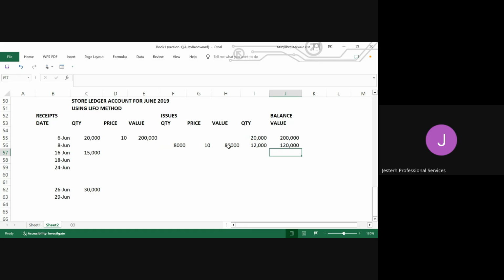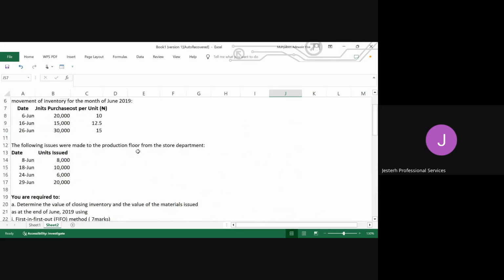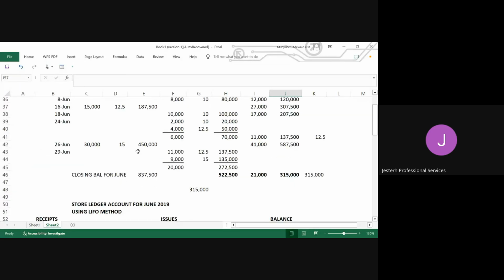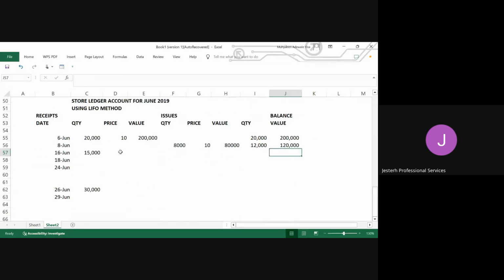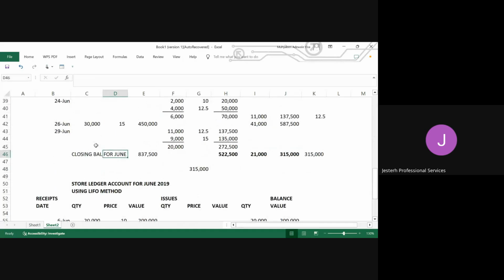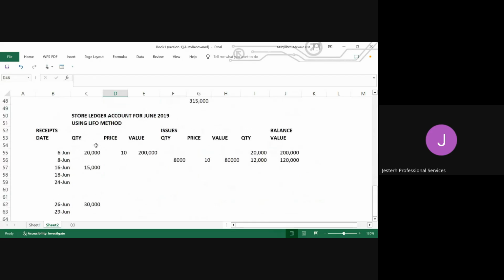at the total value of 120,000. Now let's go back to the question. We do not have any stock apart from the one we purchased on the 16th. Remember, what we purchased on the 16th is at the rate of 12 naira 50 kobo. The quantity multiplied by the unit price gives us the total value.